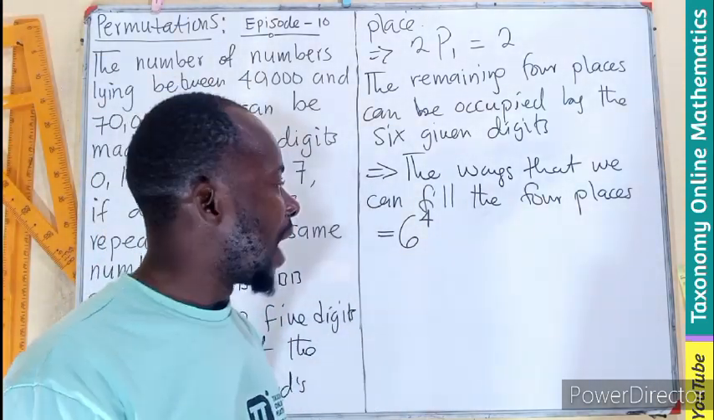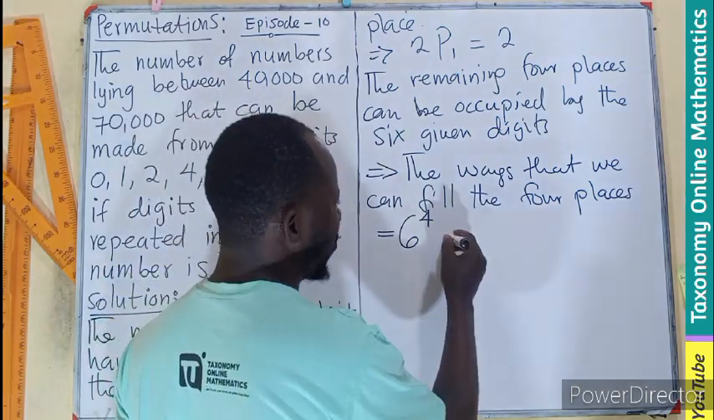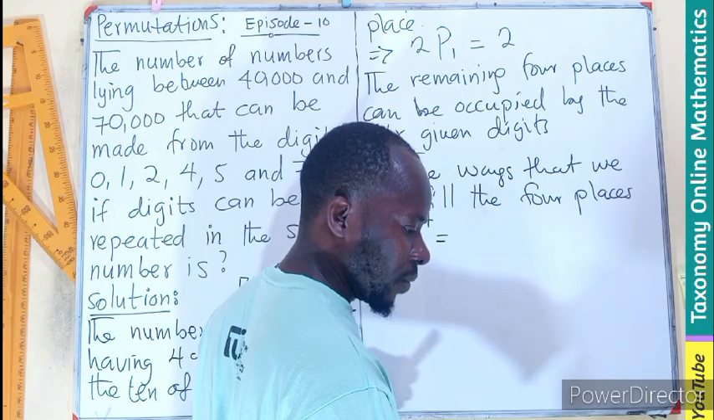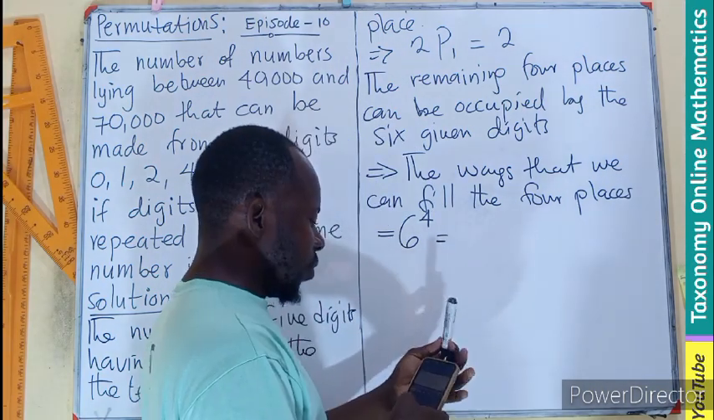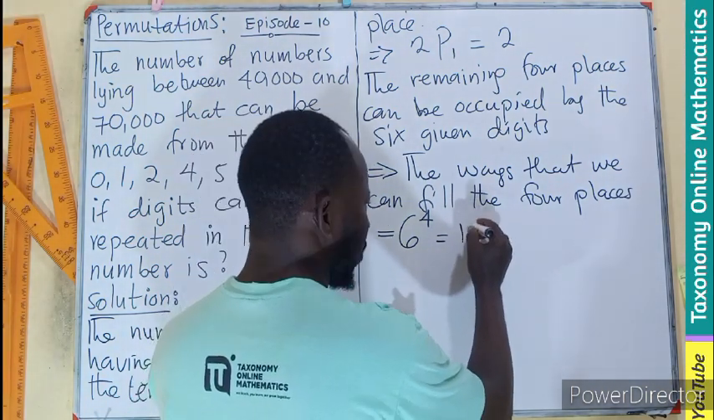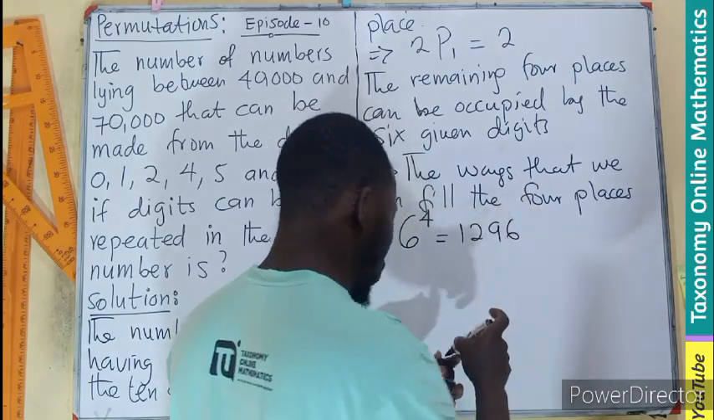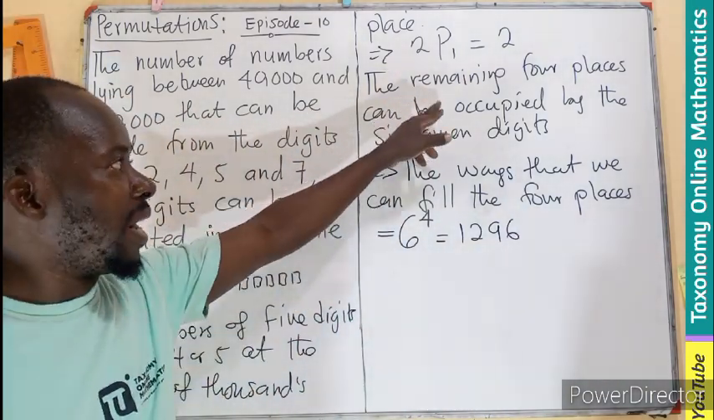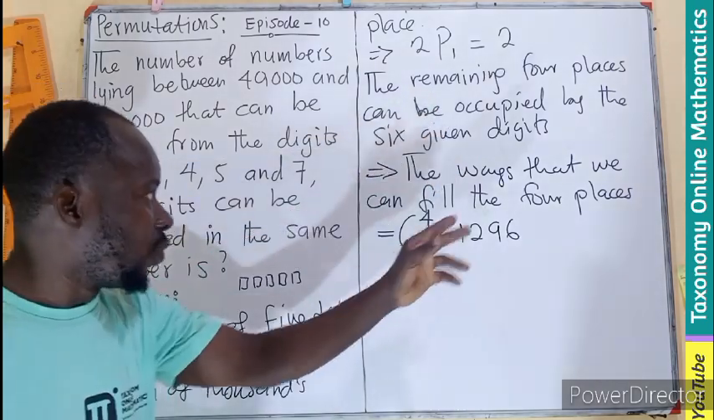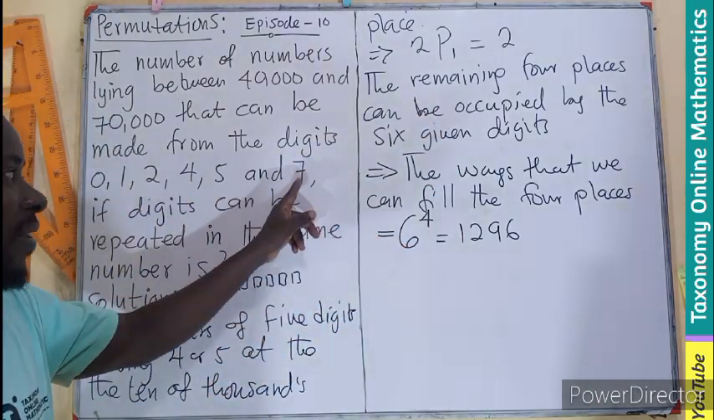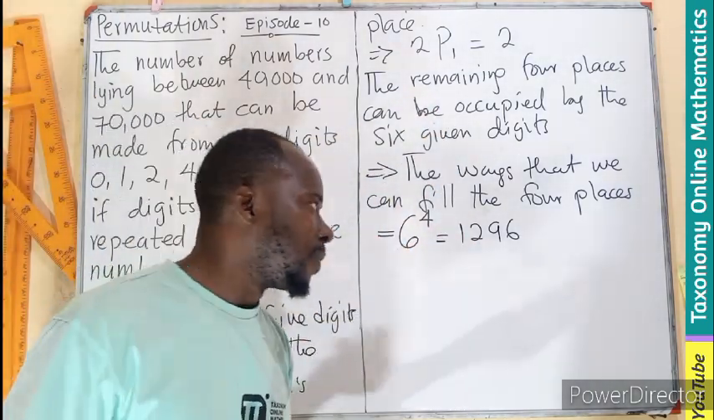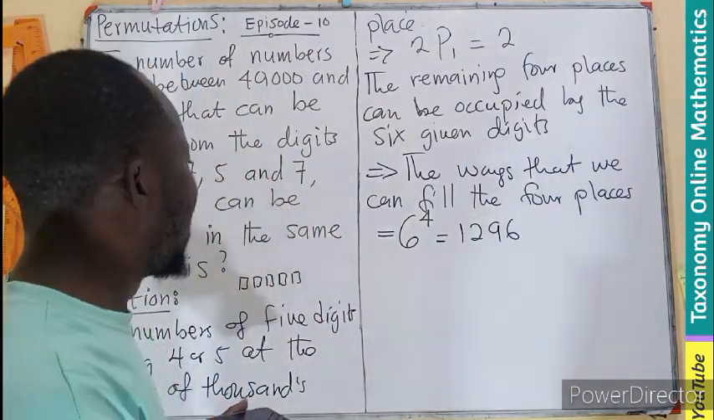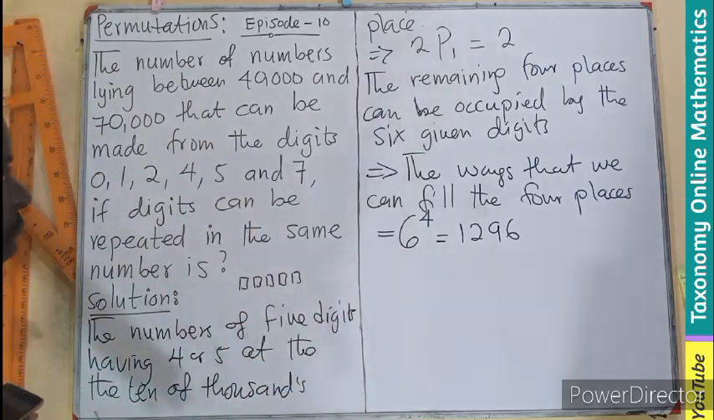I believe we are able to get that. Let's see what that multiplication will be. 6 exponent 4 will be giving us 1,296. So even just the 4 remaining positions, which we are going to be picking from all the 6 numbers, will give you 1,296.